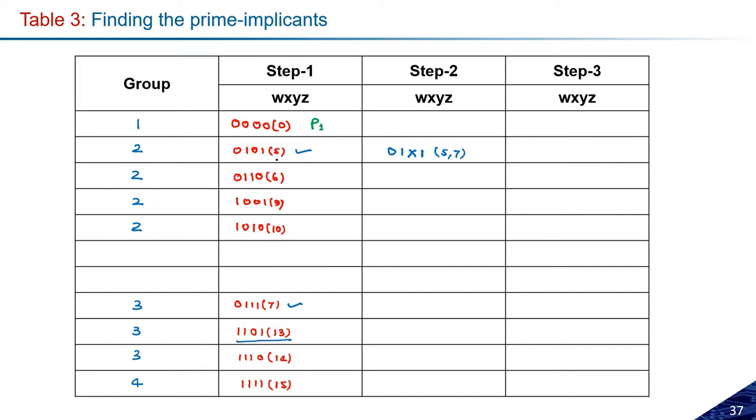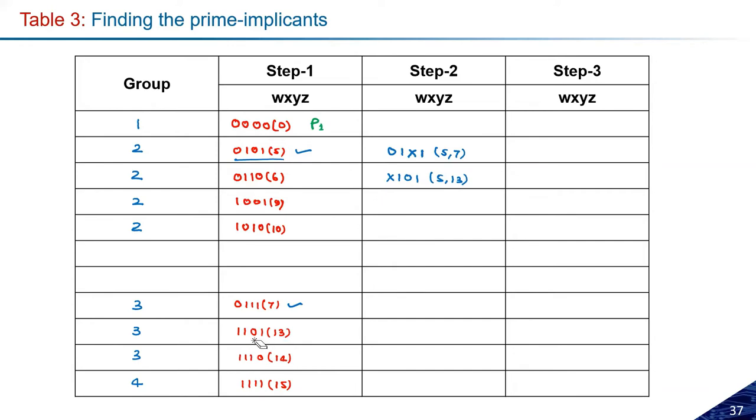Can anyone tell me, is 5 and 13 possible or not? Possible, sir. Possible. 5 and 13 is possible. So the most significant bit is different. All the other bits are the same. So that will be like cross 1, 0, 1. And that will be 5 and 13. Now, is 5 and 14 possible?